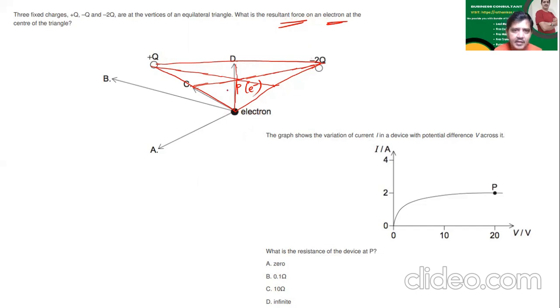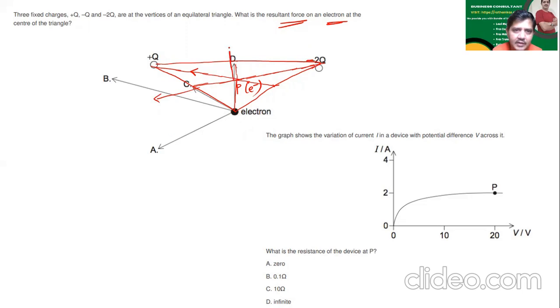Now, what will happen to this electron? This electron will be attracted by this plus Q charge, and will move in this direction. This electron will be repelled by this minus 2Q charge, because it is minus 2Q. It will try to repel it like this.